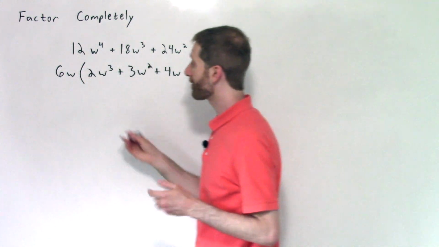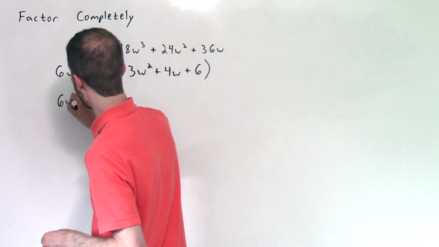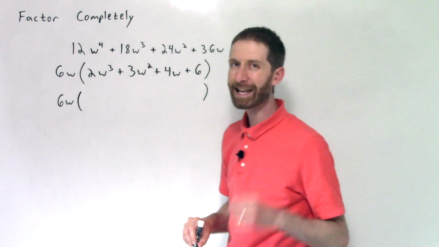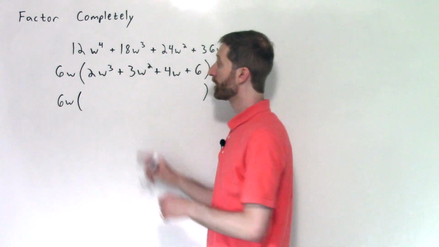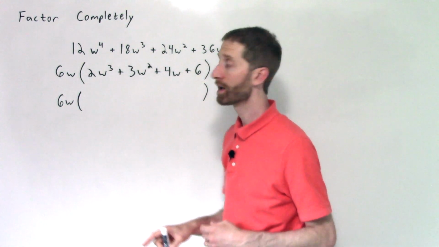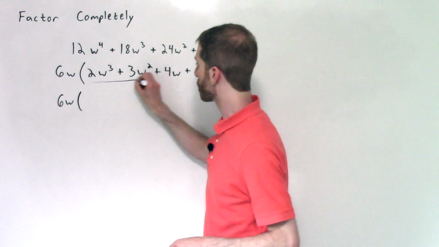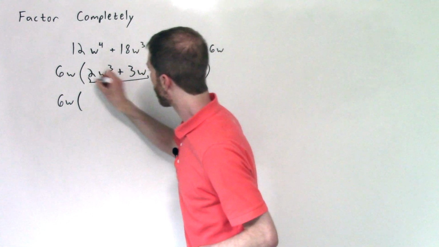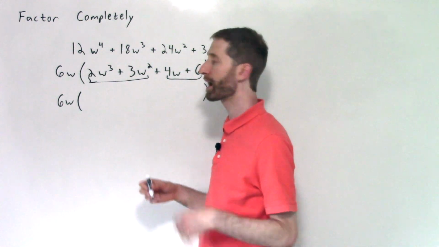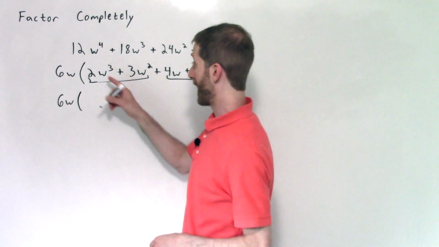So now I bring the 6W along for the ride, and I'm just focusing on what's inside the parentheses. It's perfect for factoring by grouping. You've got descending powers, starting with a cubic, and we've got a GCF in this first group and a GCF here. So let's do it and see where we end up. If it doesn't factor from that, no sweat. But I think it might.